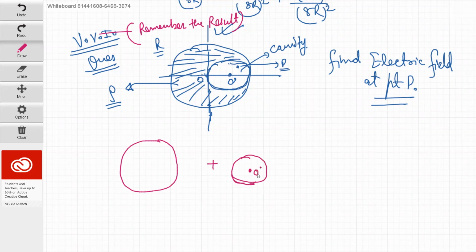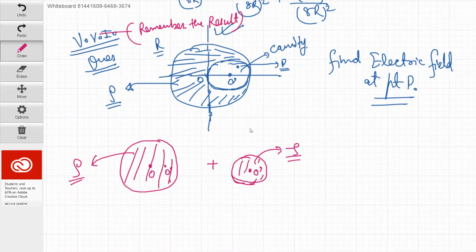Its center is O dash and its center is O. Its charge density is rho and its charge density is minus rho. Is this okay? If this is the O dash point, if I superimpose these two spheres, what will we get? We will get this configuration, because this is minus rho. When you superimpose it, the rho charge density and minus rho will become neutral and they will act like a cavity.